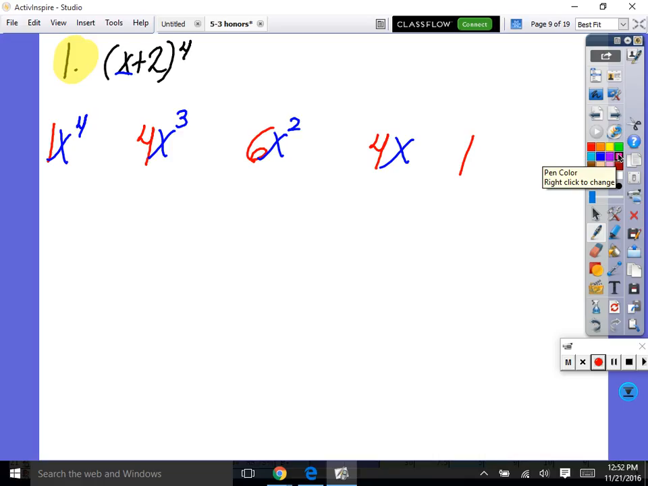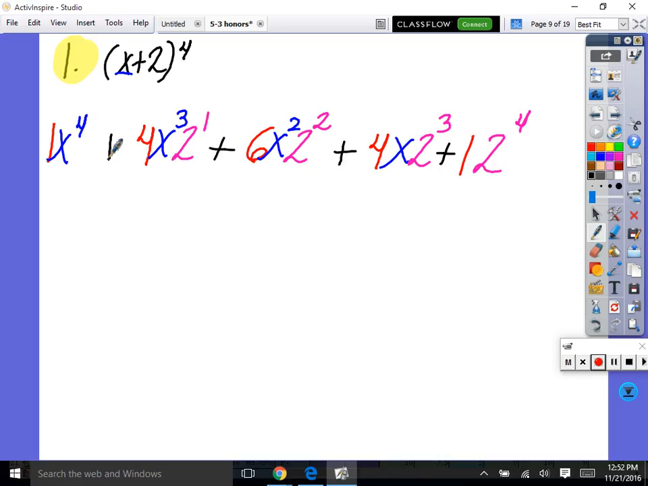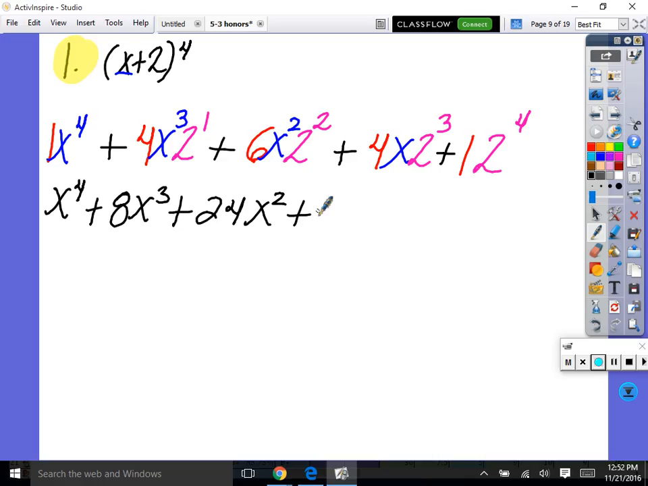Our backswing is going to count up, so that'll be 2 to the 0, which I don't need to write, then 2 to the first, 2 to the second, 2 to the third, 2 to the fourth. Now, those are all positive. So let's simplify. We have x to the fourth, then 4 times 2 is 8x cubed, plus 2 squared is 4 times 6 is 24x squared, plus 2 to the third is 8, 8 times 4 is 32x, and then 2 to the fourth is positive 16.